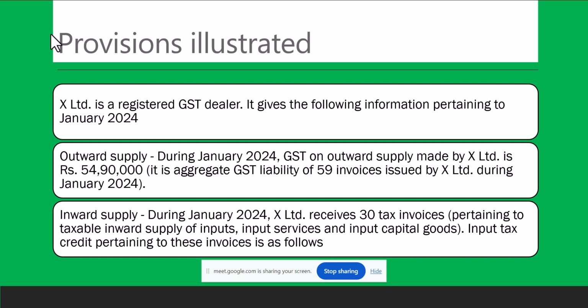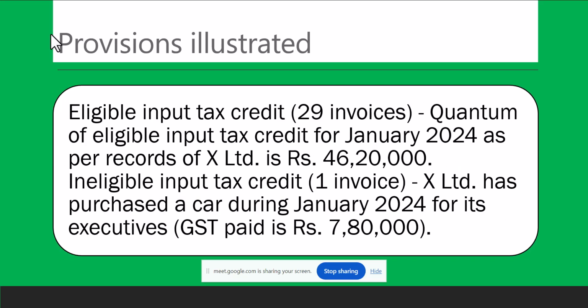Now he is supposed to receive 30. Of those, 29 invoices were eligible. उस 30 में से 29 invoice eligible थे. That means one invoice was for buying a car, which was 7 lakhs. So he excluded that, which means his total input credit was 46,20,000, excluding this motor car GST. So this was the input credit available. Out of 30 invoices, he was entitled for only 29 invoices, which were in the eligible category. One was not eligible, so it was excluded. So total input credit was 46,20,000.